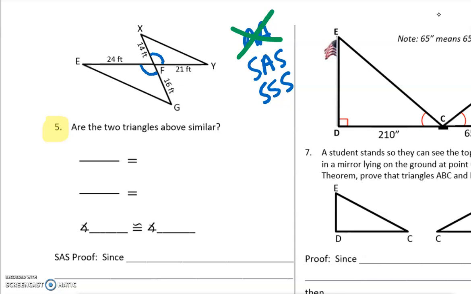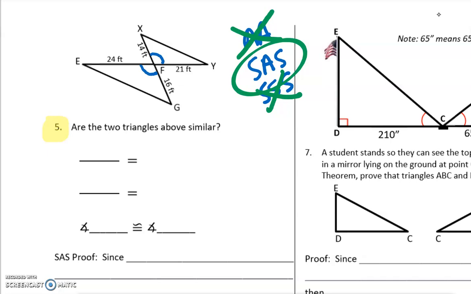Notice how we can't use side, side, side either, because you're going to need to know all three sides. So you'll notice we don't know the measurement of EG and XY, and there's no way to figure those out. So we have to throw out side, side, side. So the only one that's going to work is side, angle, side. Now, that doesn't mean that it is. We still have to check it to see if it works. So how do we do that?